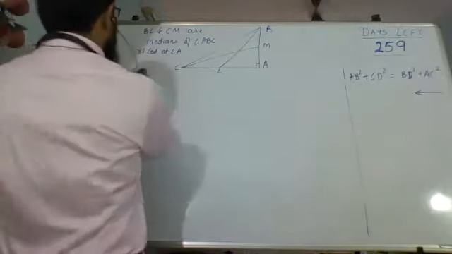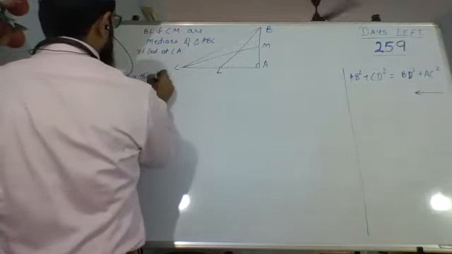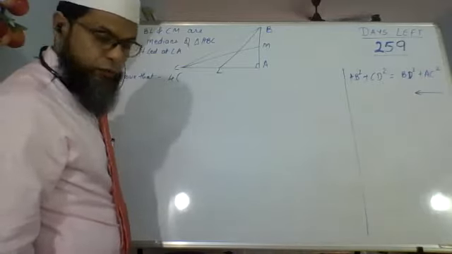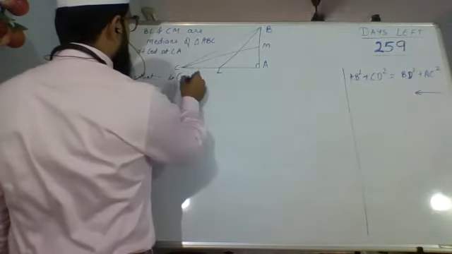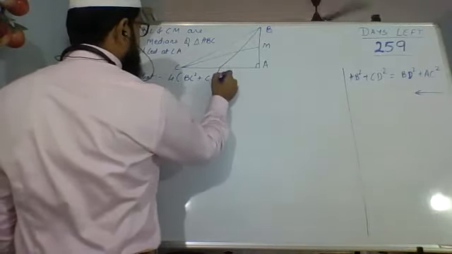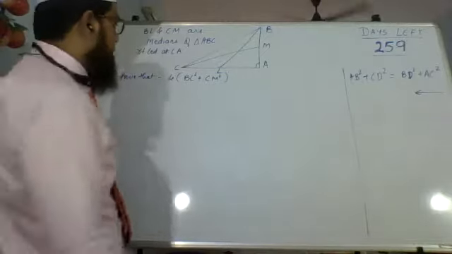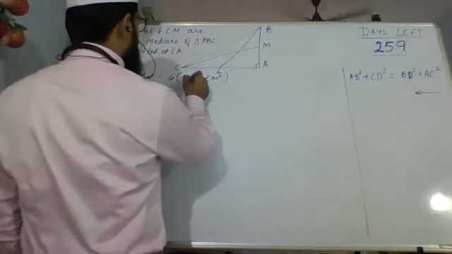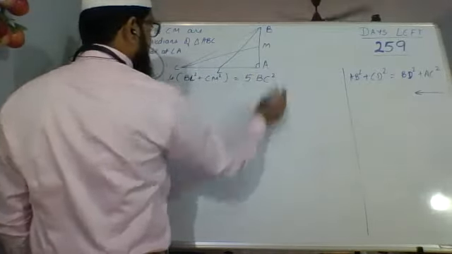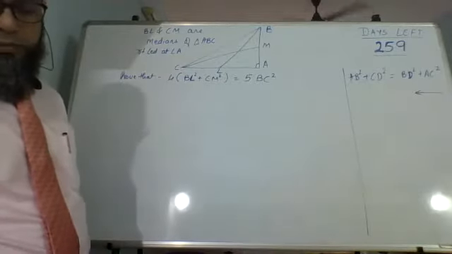Prove that 4 times BL square plus CM square equals 5 times BC square.